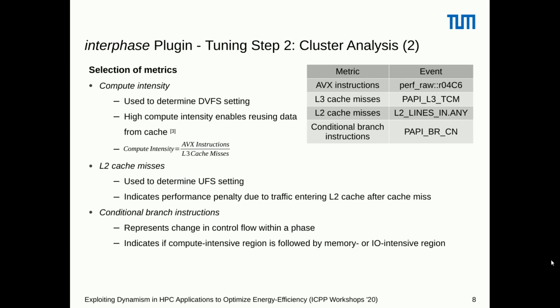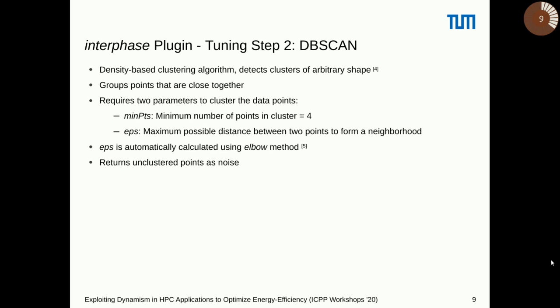The final metric chosen was the number of conditional branch instructions, which represent a change in the control flow within a single phase. It should be noted that different events differ between microarchitectures and across different vendors, and we focus on optimizing the tuning framework for the Intel Haswell architecture. We use the features to perform clustering in this tuning step.